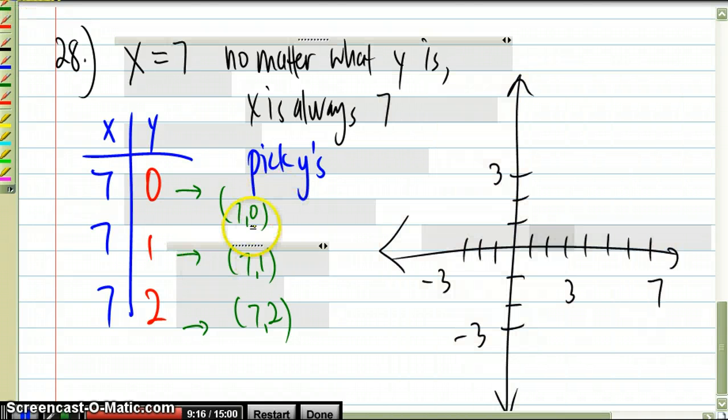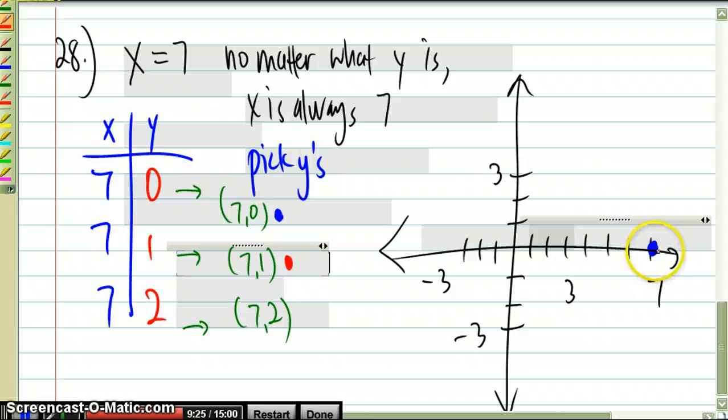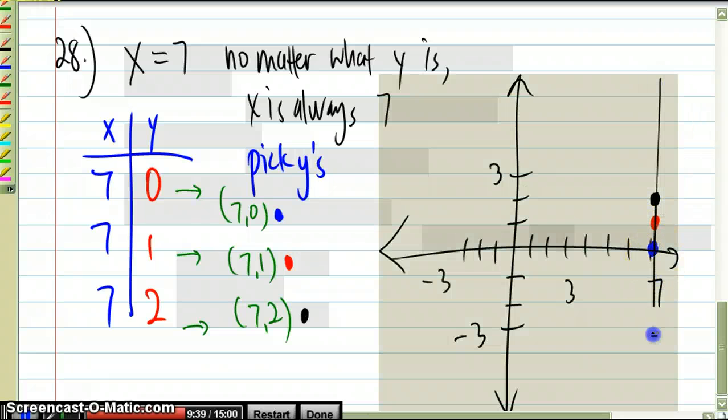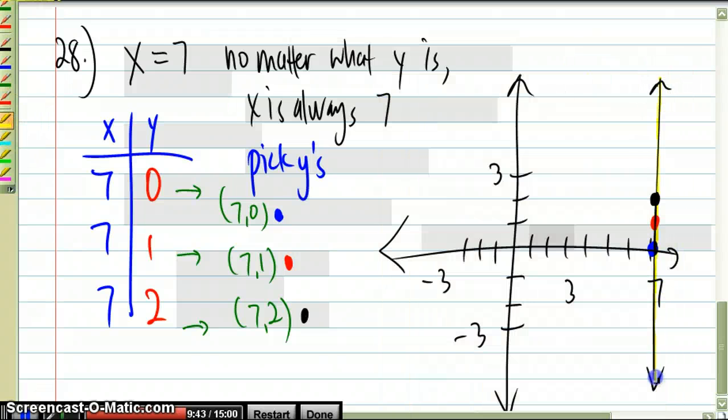So when I go to graph, I have (7, 0). So there's (7, 0), the first dot. (7, 1) means 7 out here, but 1 up here. And the third dot is going to be (7, 2). So we've got 7 to the right and then up 2. So now what we'll see is when we connect our dots, again extending it, drawing arrows. Okay, we're going to highlight that.